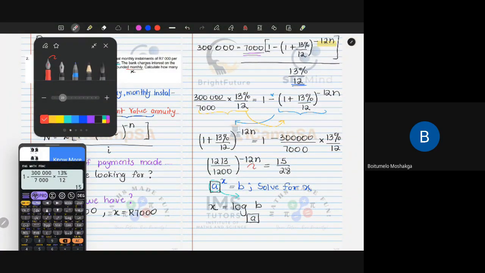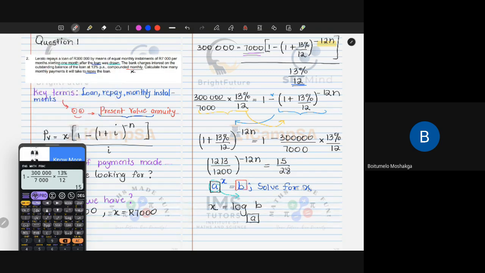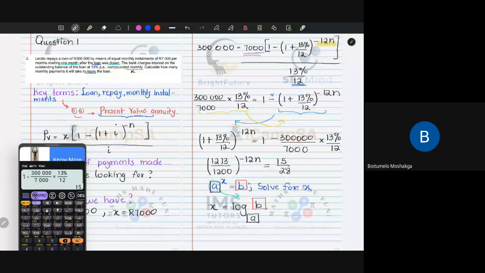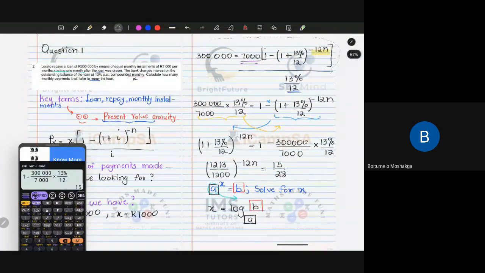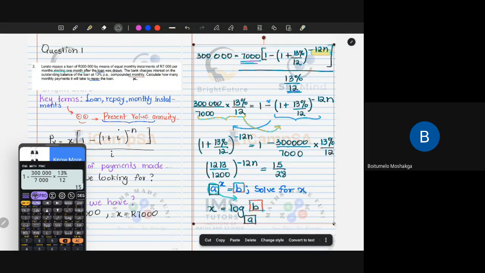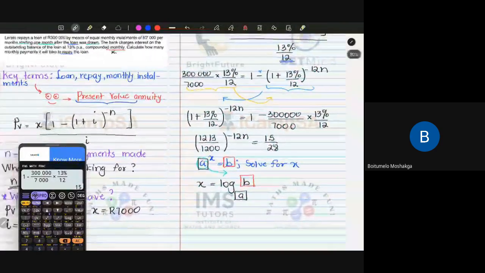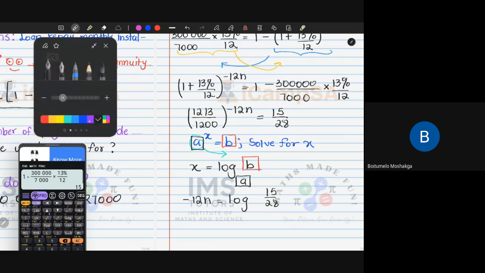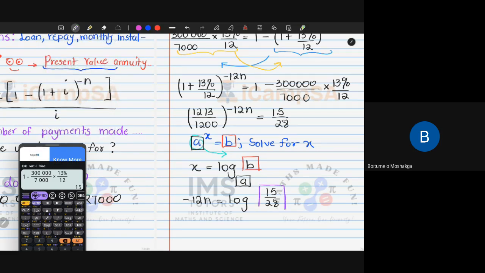And what sits on the right hand side on your calculator is what you're going to put there on your log. So we are looking for what? N. So what we can do, guys, is use your log as I show you here. So minus 12, N will be equal to, if you think carefully, log of what is on the right hand side, which will be 15 over 28.